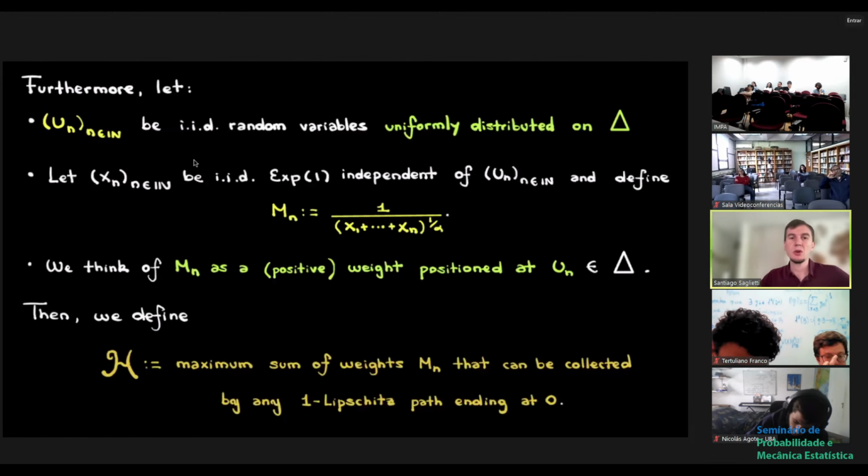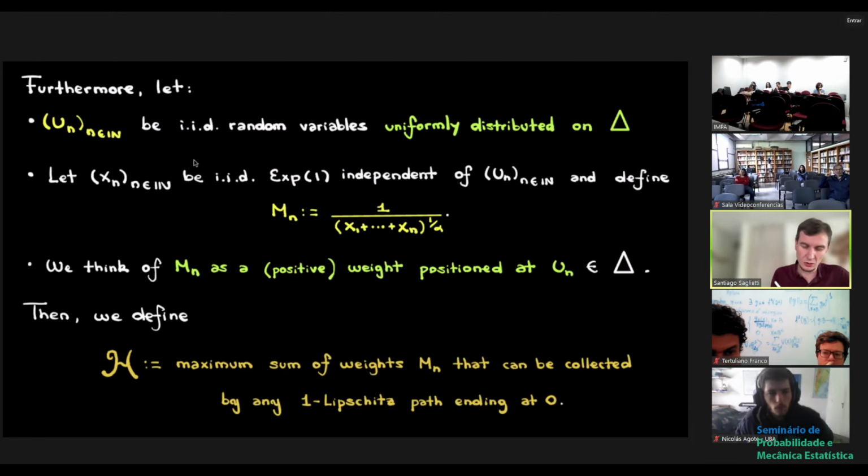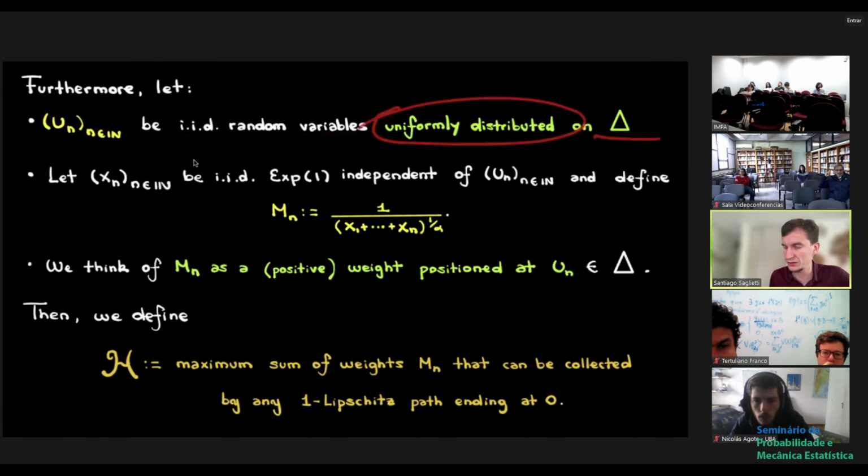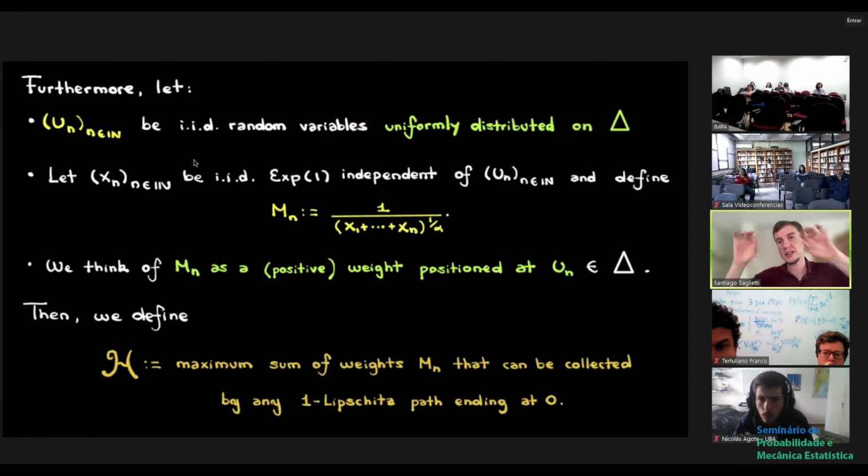And now what I'm going to do with this triangle is allocate points inside the triangle, and each of these points is going to carry an independent weight. First I'm going to say how I'm going to allocate the points. I'm going to consider a sequence U_n of i.i.d. random variables, which are just going to be uniformly distributed on the triangle. So the locations of the points are going to be uniformly at random, and independent.